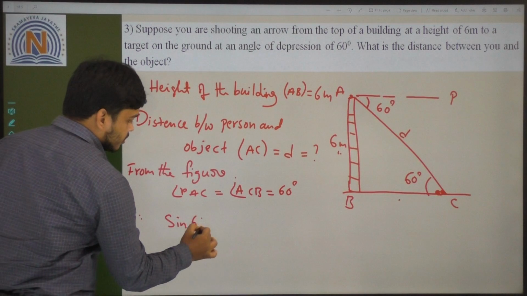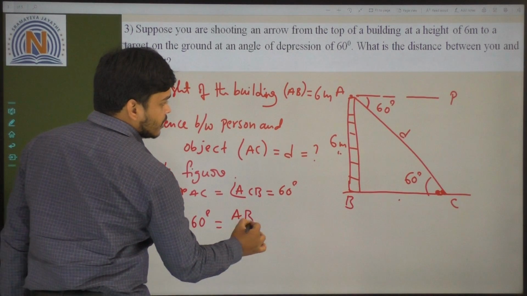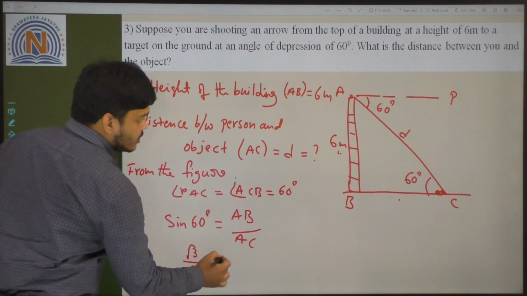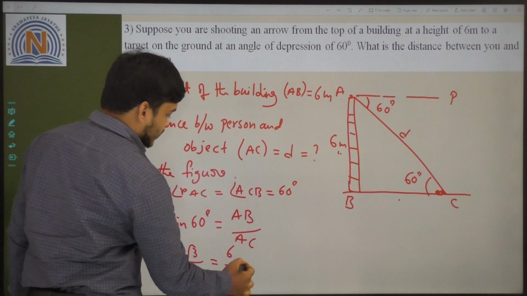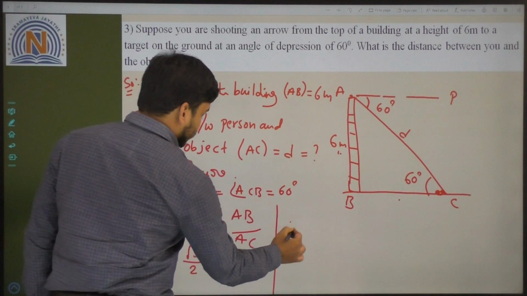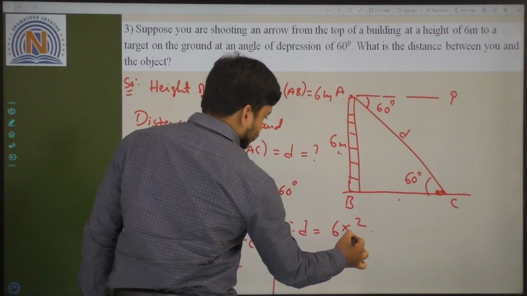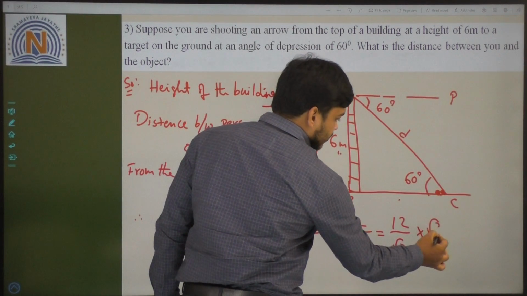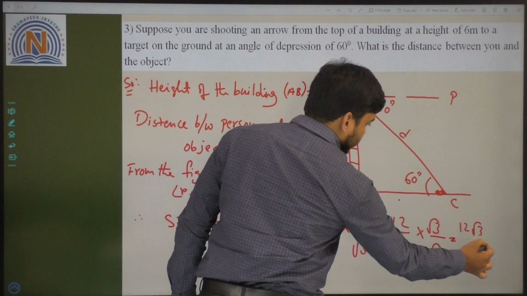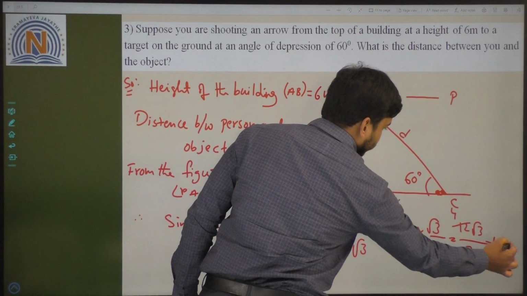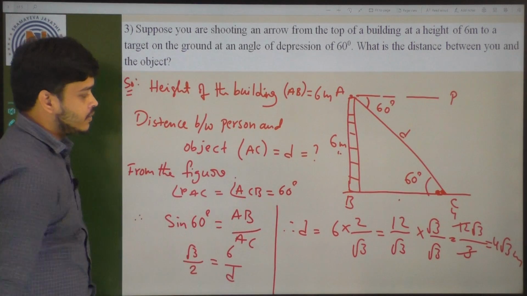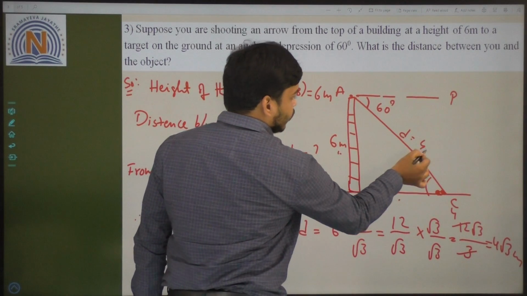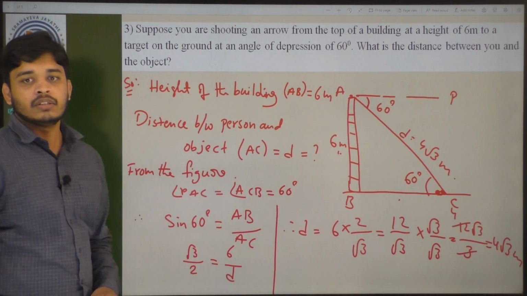So sine 60 degrees is equal to opposite AB by AC. The sine 60 degrees value is root 3 by 2, which is equal to 6 by D. Therefore D is equal to 6 into 2 by root 3, that is 12 by root 3. Rationalizing the denominator, multiplying by root 3 by root 3, that is 12 root 3 by 3. 3 fours are 12, so 4 root 3 meters. So the distance between the object and the person is 4 root 3 meters.